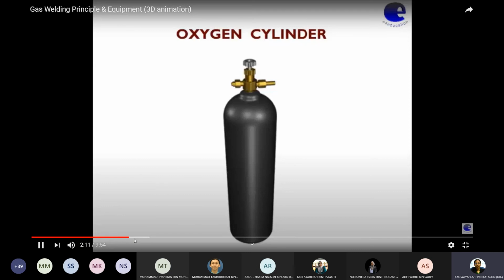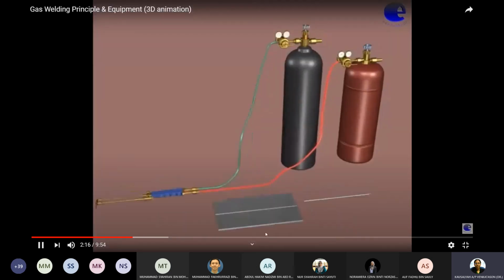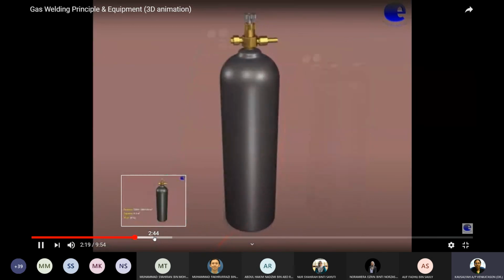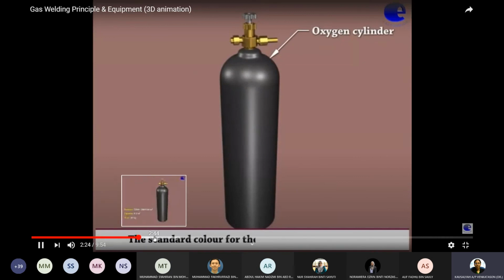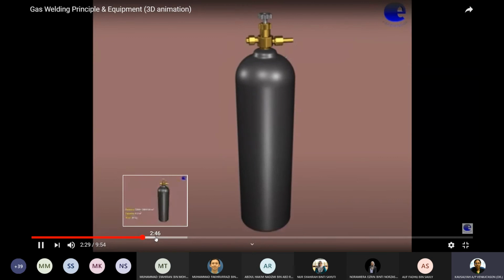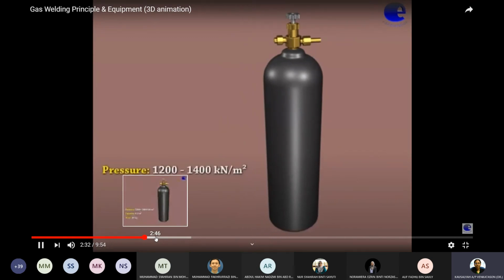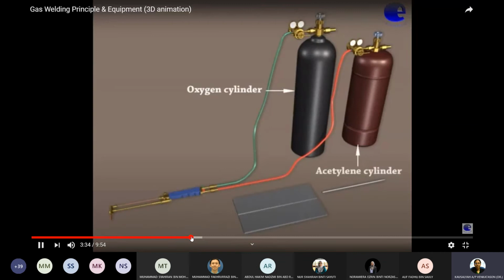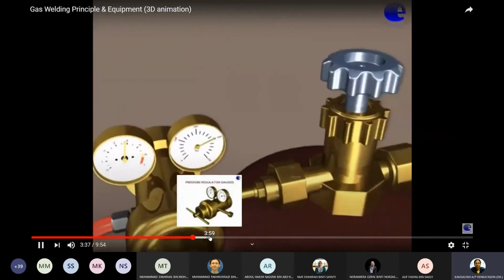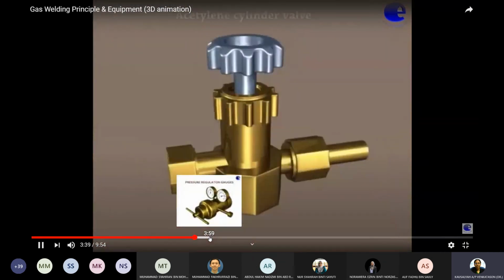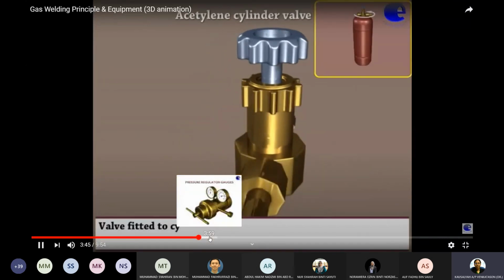Oxygen cylinder. We are going to see the specification of the oxygen cylinder. This is the 3D view of the oxygen cylinder. The standard color for the oxygen cylinder is black. The oxygen cylinders are usually filled at a pressure of 80. I will not go into the details of how the gases are stored. Now we take a close look at the acetylene cylinder valve. The acetylene cylinder is made of steel. Valve fitted to pressure regulator.